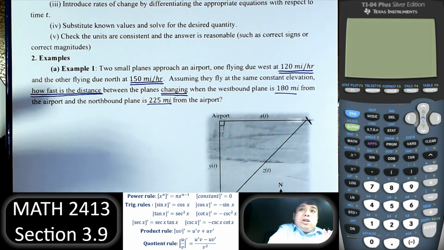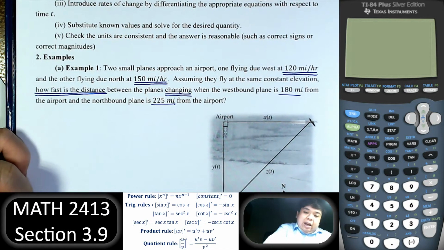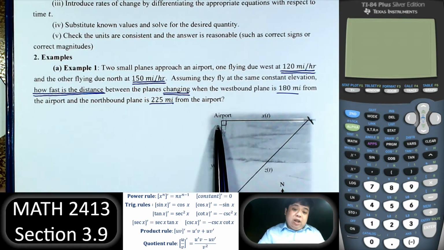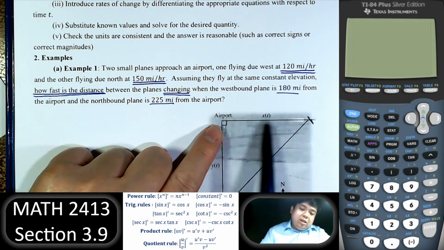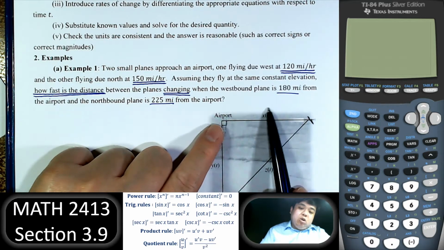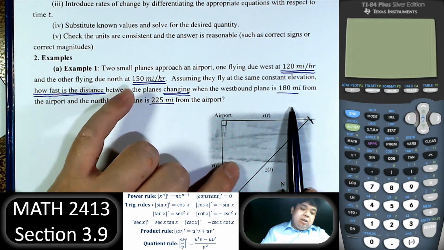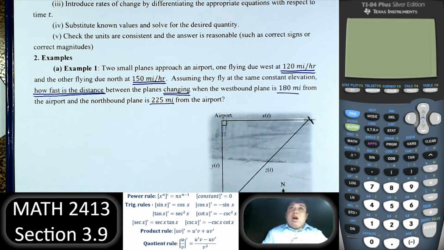And so those are the units. That's what we focus on. Now we try to draw a diagram. The airport here, an airplane that's going west, due west, 120 miles per hour, and then north is 150 miles per hour.